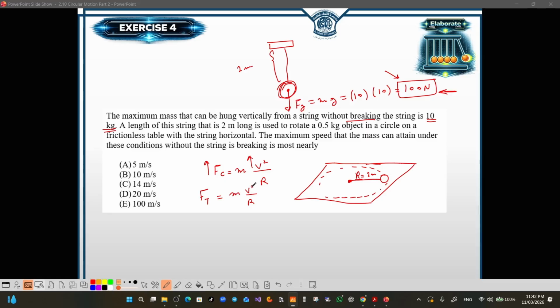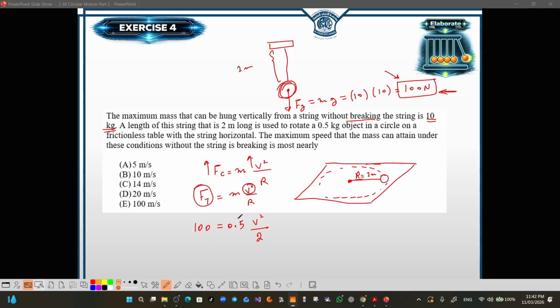So actually, since I need to find the maximum possible speed, I need to plug here the maximum possible force acting on the string. And this maximum possible force that can be applied to the string is 100 Newton. So let me write here 100 Newton. The mass that we attach to the string is 0.5. The velocity is unknown and the R is 2 meters.